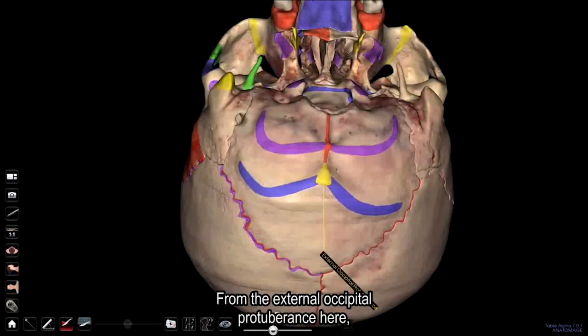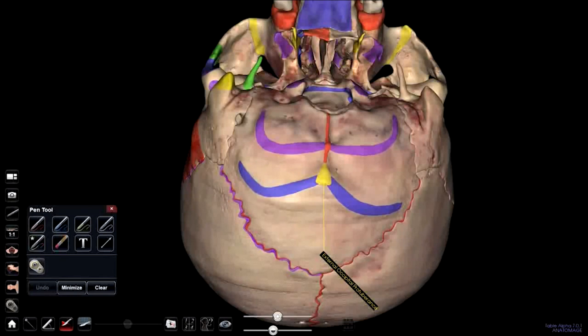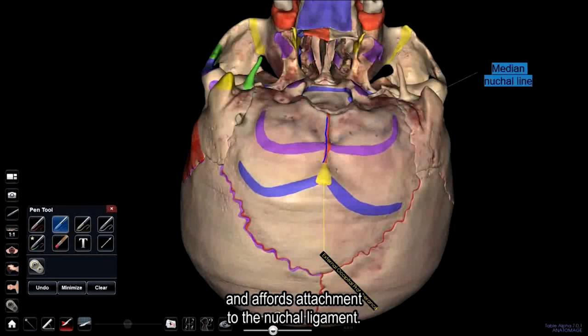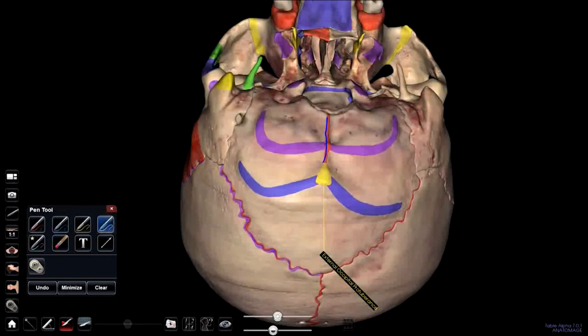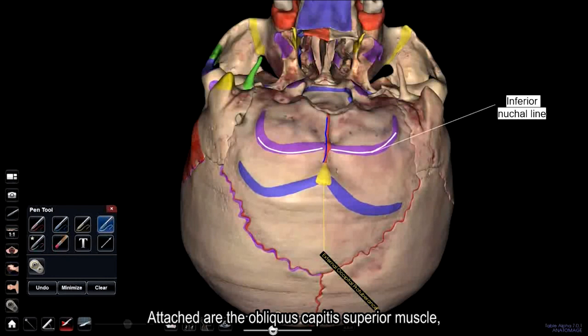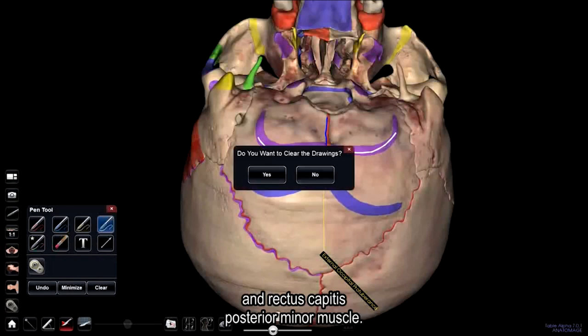From the external occipital protuberance here, the median nuchal line descends to the foramen magnum and affords attachment to the nuchal ligament. Running from the middle of this line is the inferior nuchal line. Attached are the obliquus capitis superior muscle, rectus capitis posterior major muscle, and rectus capitis posterior minor muscle.